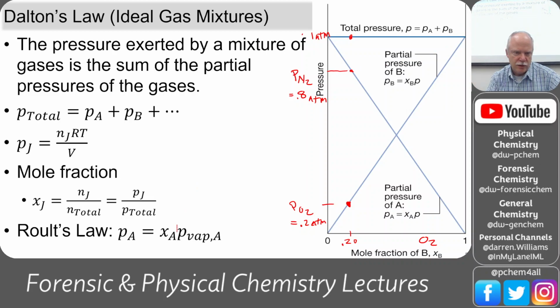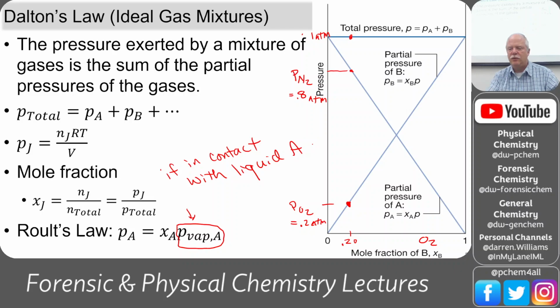so I'll circle this. If it's in contact with liquid A, and we know the vapor pressure of pure liquid A, then that would be the vapor pressure of liquid A. And then if we had just a small portion of that substance in a mixture, then the mole fraction of A would give us the partial pressure of A. Okay.